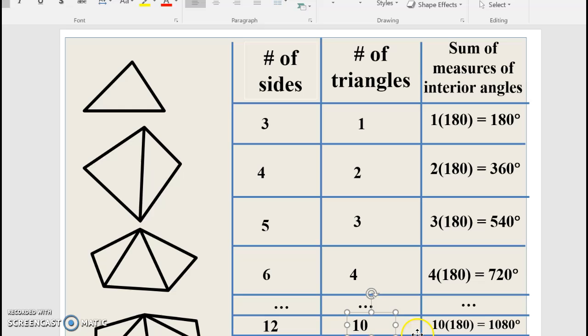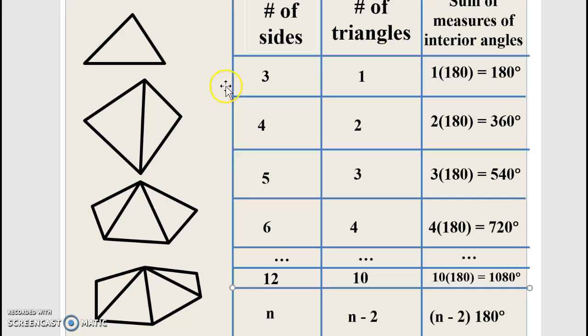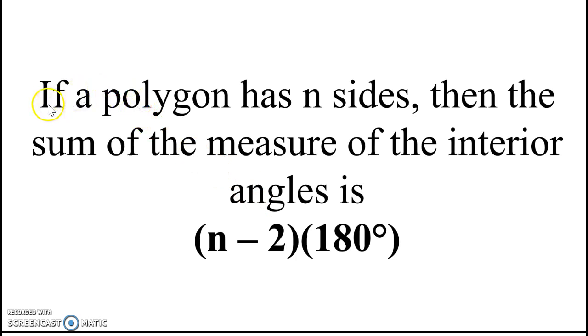So following the same pattern here, if I take just generally a polygon with n number of sides, what we are doing from this column to the second column is we are taking the number of sides and subtracting 2, so we get n minus 2. And then we're taking that answer and multiplying that by 180. Therefore, if a polygon has n sides, then the sum of the measure of the interior angles is n minus 2, which is the number of triangles, times 180, which is the interior angle measure of each triangle. I hope that helps.